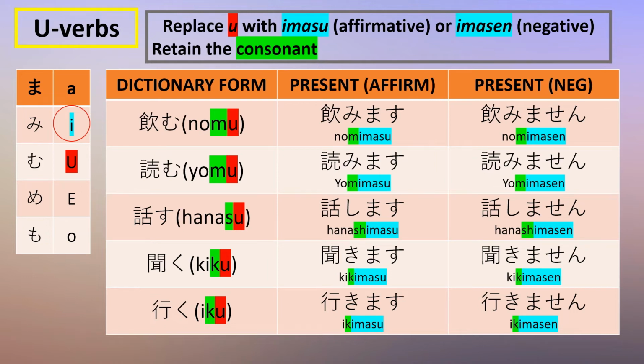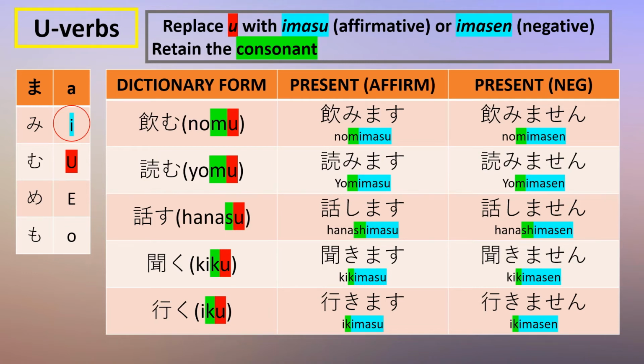Then kiku, to ask, to listen. In kiku, the final consonant is K. So we retain the K and change the U to letter I. So of course, the hiragana changes. So kiku, kikimasu, and then kikimasen.